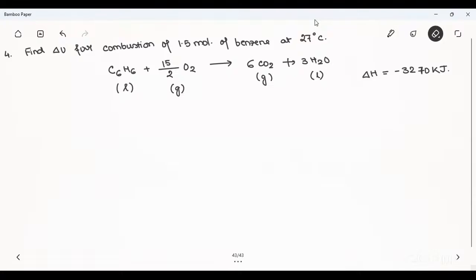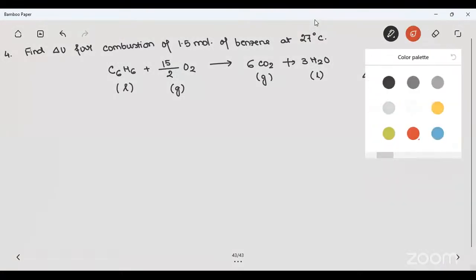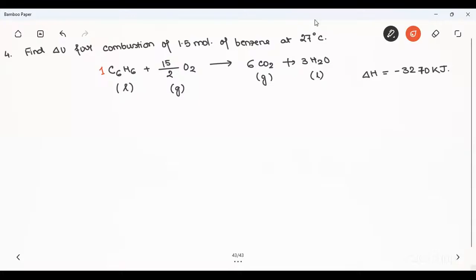Now, let's find out for 1 mole. Here, 1 mole of benzene. See, anything combining with oxygen means combustion. So here for 1 mole, it is given. We have to calculate for 1.5 mole. So let's calculate for 1 mole, then we can calculate for 1.5 mole. One of the basic things, whenever you are seeing an equation given with liquid and gas, remember to use this kind of formula. So delta H is equal to delta U plus delta Ng RT.